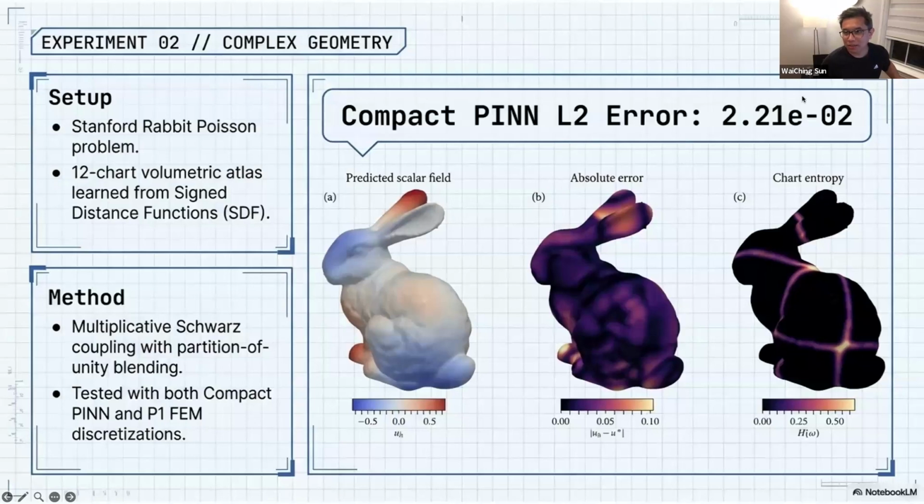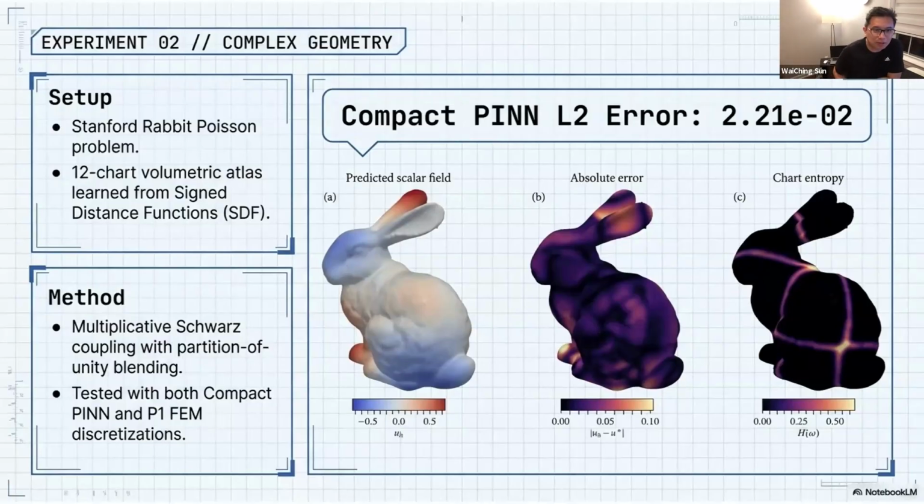Also, we tried it in PINN. This is the L2 error of the governing equations. We did not fine-tune the PINN very hard. Otherwise, we may be able to get a better solution. So in the PINN case, we're using the multiplicative Schwarz coupling, basically solving one domain and then another domain, and introducing a coupling to ensure that the transition is stable.